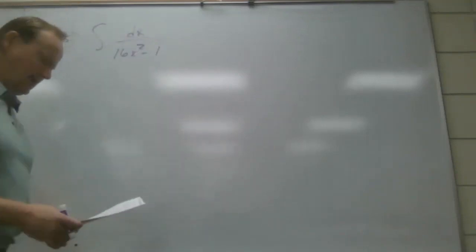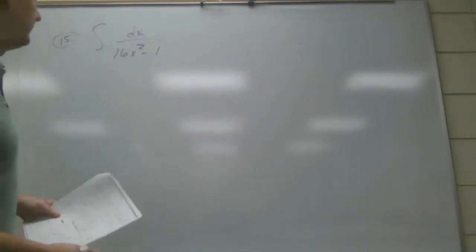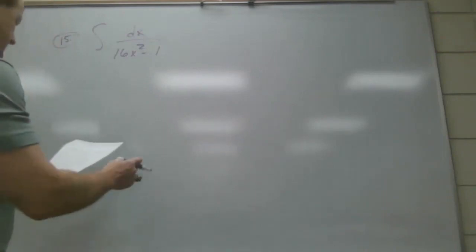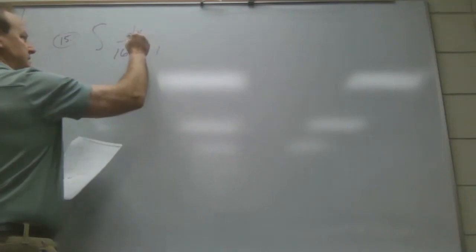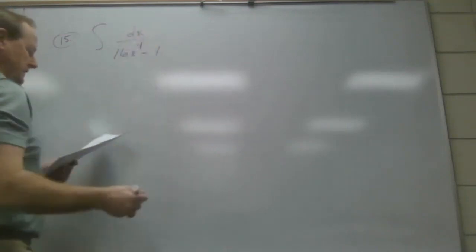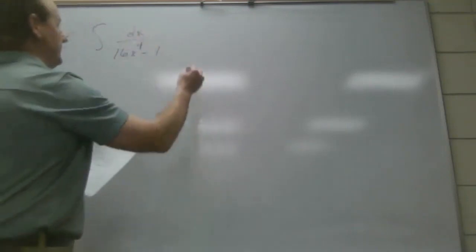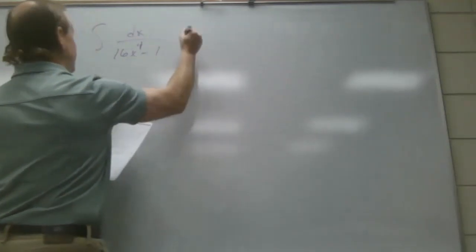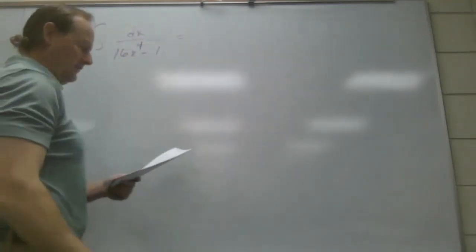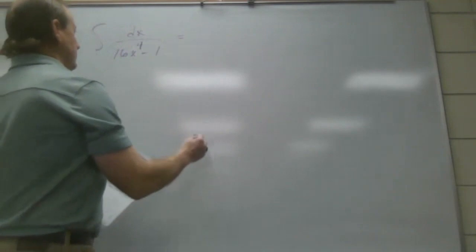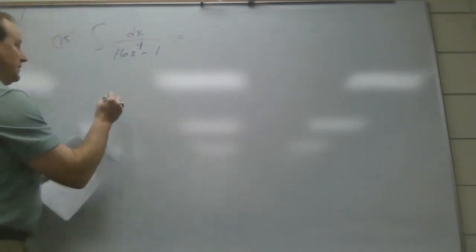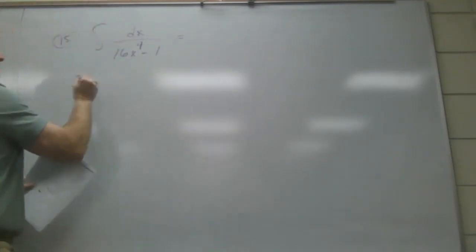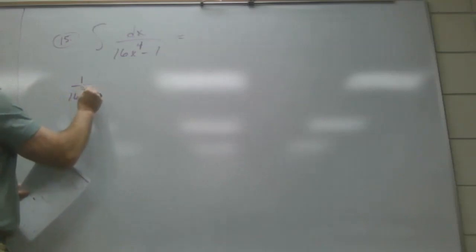So we want to try some other methods. I think this is 16x to the fourth. I think I read it wrong. So anyway, let's factor this out. If it's not, it's like number 15. But anyway, we can factor this out. So we can say 1 over 16x to the fourth minus 1.